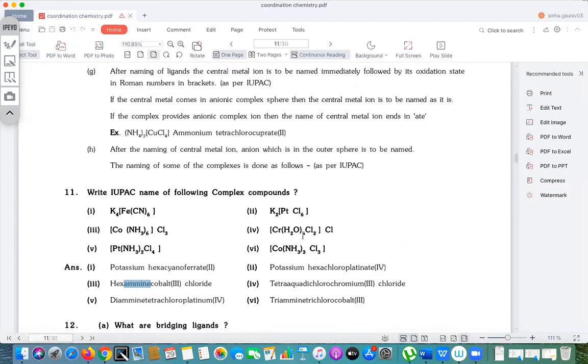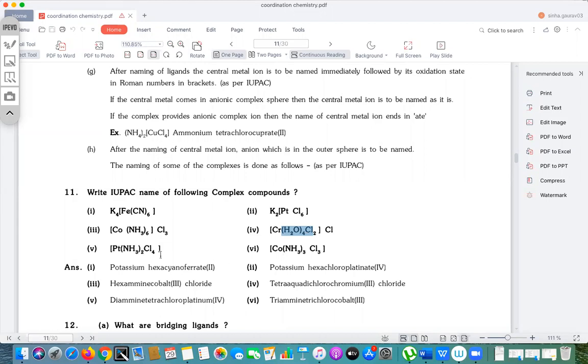Now you see [Cr(H2O)4Cl2]Cl. This we will write first. Two kinds of ligands we have here. H2O, the name is aqua, and it is chloro. So first we write alphabetically aqua and then chloro. So tetraaquadichlorochromium, oxidation state of chromium is 3. So tetraaquadichlorochromium(III) chloride.